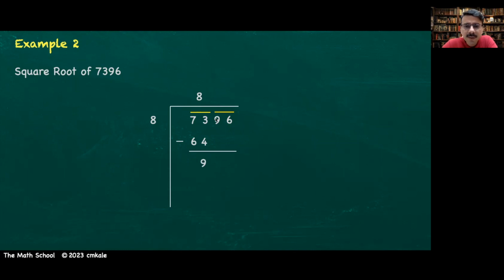Now, since we have 2 digits remaining, let's bring them down to create the new dividend. So the new dividend is 996. Now I need to create a new divisor. So I will add 8 plus 8, I will get 16. And now I need to find the last digit number here and number here, which will give us the solution. As we had thought about it, there were 2 options, either 4 or 6.